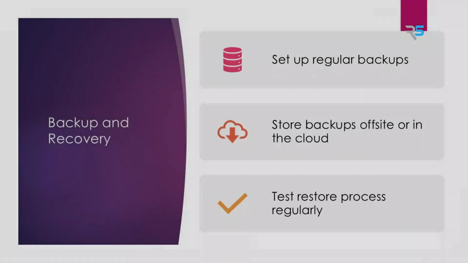Security isn't just about stopping attacks, it's also about being prepared when things go wrong. That's why backup and recovery are essential parts of server hardening. Regularly back up your server configuration and critical business data. Don't just rely on local storage, use offsite or cloud backups to protect against hardware failures, ransomware, or even natural disasters. Just as important, test your backups regularly. A backup that can't be restored is useless. By practicing restores, you'll know your recovery process works when it matters most. Remember, a strong backup and recovery plan can turn a major disaster into a minor inconvenience.